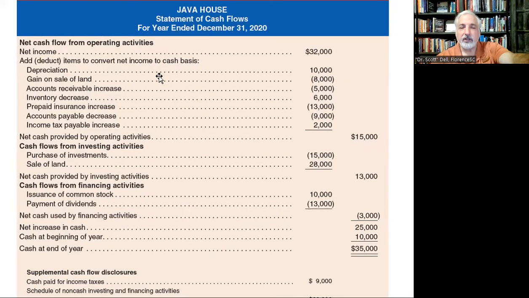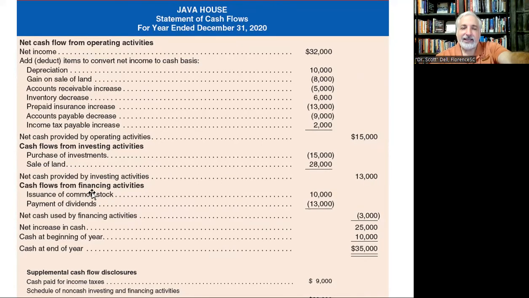Again, here's a closer look at a sample cash flow statement. We start off with our net income. We jump down to non-cash items. Then we have our current assets and current liabilities. Cash flow from operating, positive 15,000. Cash flow from investing, we sold some land. We bought some investments, but we still had a net positive cash flow.